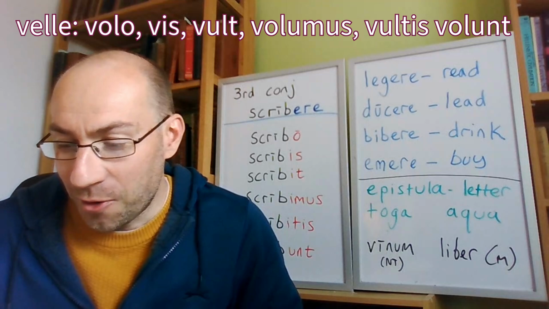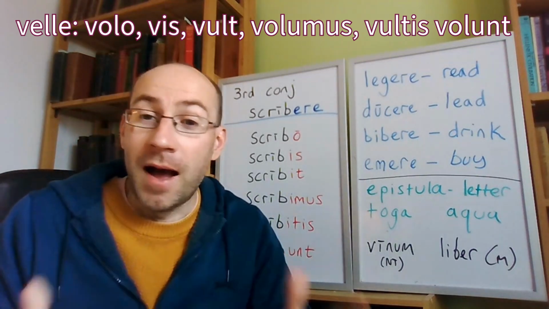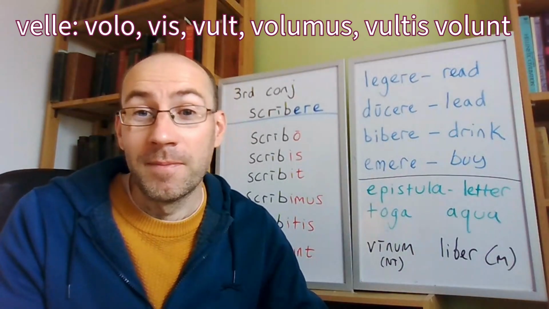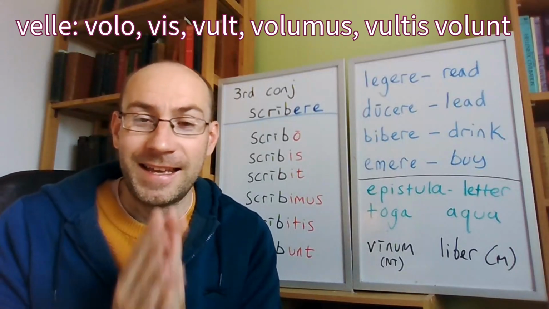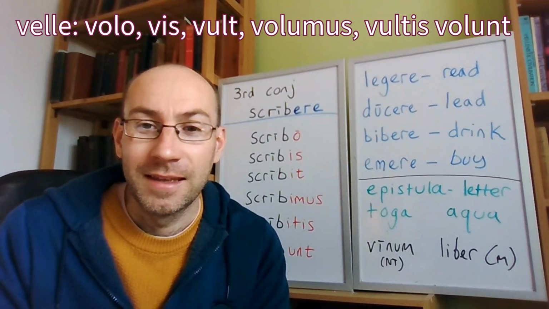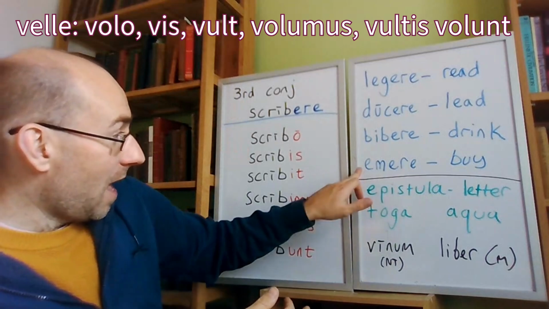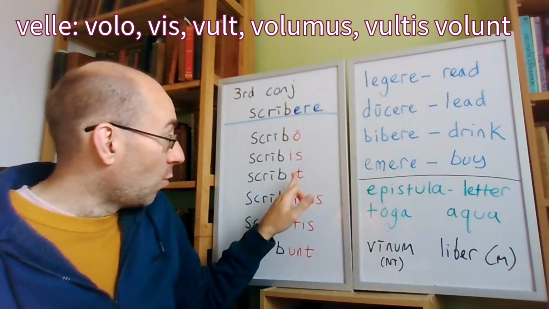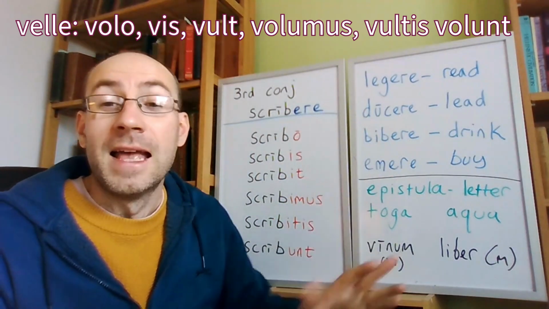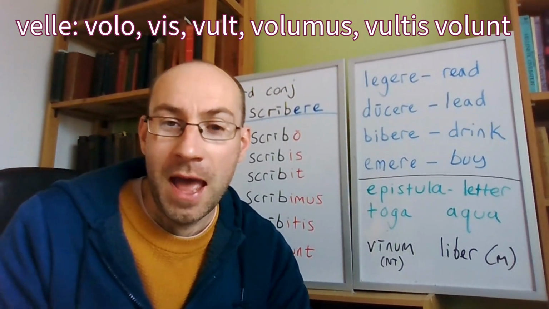All right. So the slave buys the wine in the forum. Servus vinum in foro, ablative in foro. Emere, he, she buys. Emit. Servus emit. Servus vinum in foro emit.